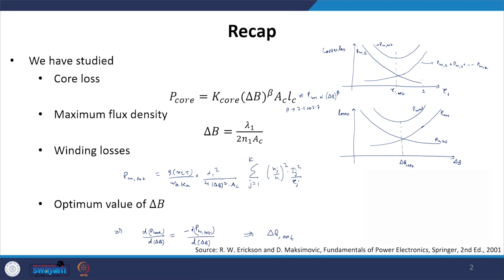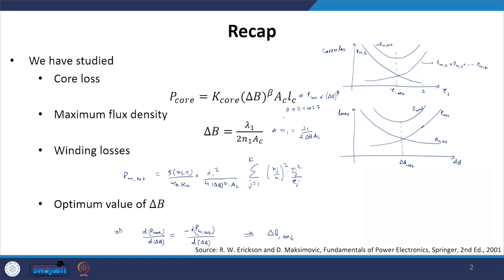Then we moved ahead and looked at maximum flux density. What we obtain is that the maximum flux density is equal to the flux linkage with winding 1 divided by 2 N1 AC, where N1 is the number of turns of winding 1 and AC is the area of cross section of the core. From this relationship, we get N1 equal to lambda 1 by 2 delta B AC.